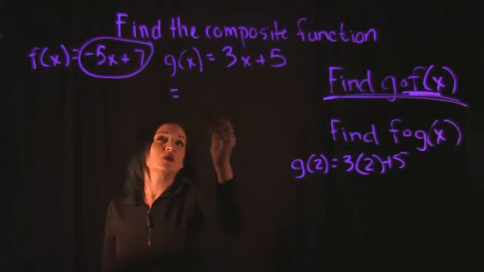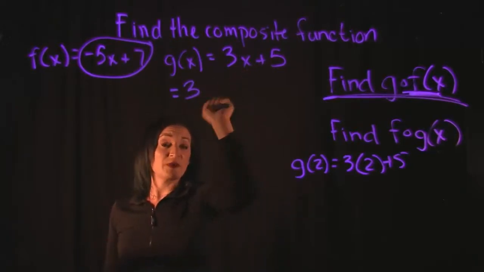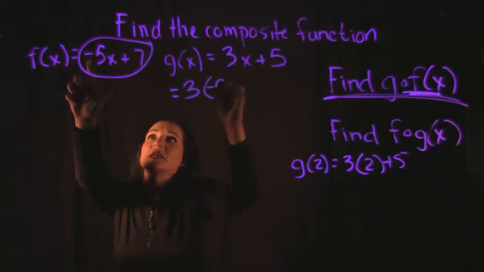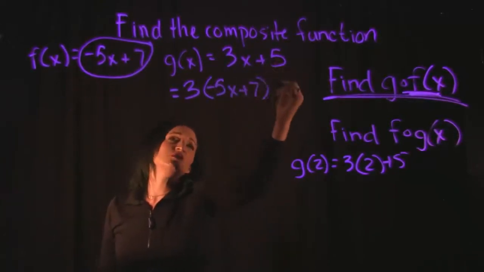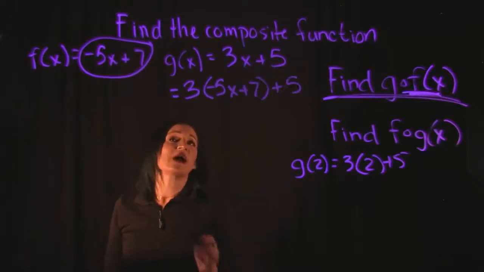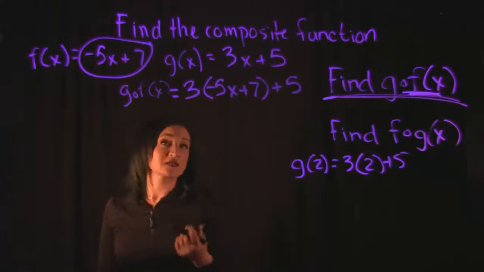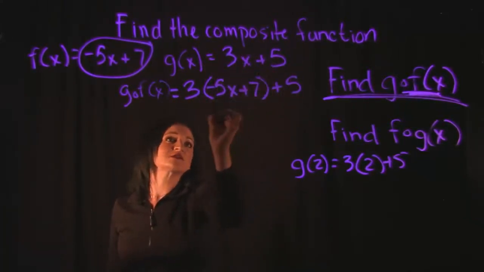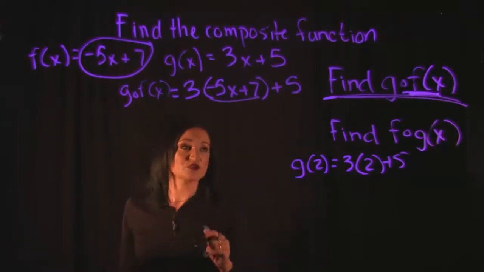So g of x would equal, there's a 3, right? That's still going to be there. We have an x, but remember, instead of x, we've got to plug in f of x, which is negative 5x plus 7, and then continue with g of x, drop down that plus 5. So this is what g of f of x would look like. This exact equation, but instead of x, we've plugged in the negative 5x plus 7. So that's the first part.